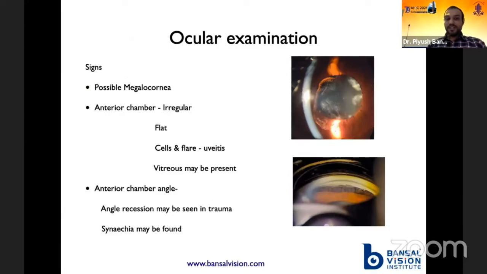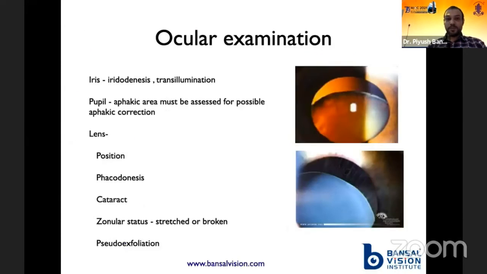Now, on ocular examination, there might be possible megalocornea. The anterior chamber will generally be irregular. It could be flat. There might be cells and flare indicating uveitis. Vitreous may be seen in the anterior chamber. The anterior chamber angle is very important to assess that. There might be angle recession, especially in cases of trauma, and synechiae might be found over here.